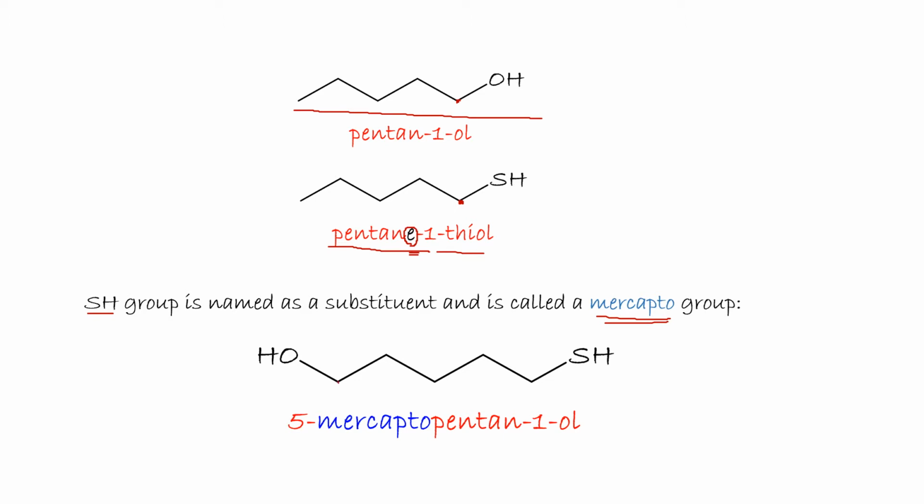So if we have OH, it is more senior than SH, so the compound suffix will be ol. So this compound, 1, 2, 3, 4, 5, will be pentane 1-ol because we decided that we will call it ol. So on carbon number 5, this is 1, 2, 3, 4, here is 5, will be mercapto. The SH we call the mercapto group.